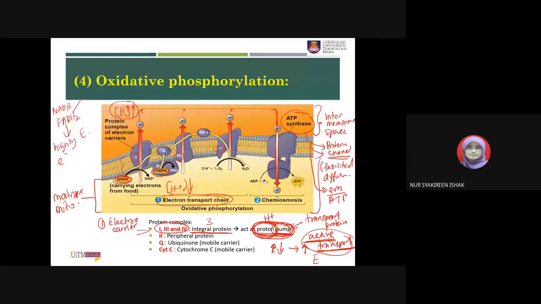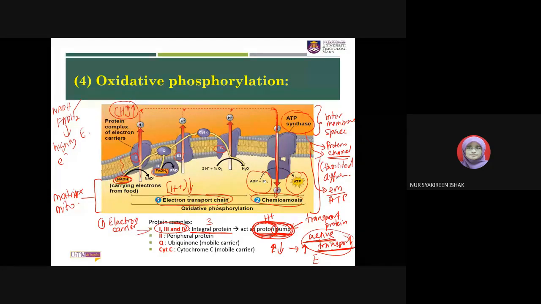Okay. So as hydrogen ion is high in the intermembrane space, it diffuse back into the matrix using ATP synthase, and the ATP synthase will synthesize ATP from ADP and also inorganic phosphate. So this is the chemiosmosis process of oxidative phosphorylation. Okay, so ini merupakan facilitated diffusion lah.